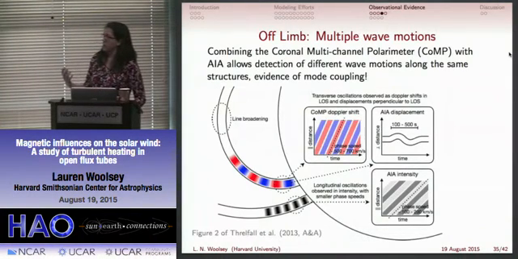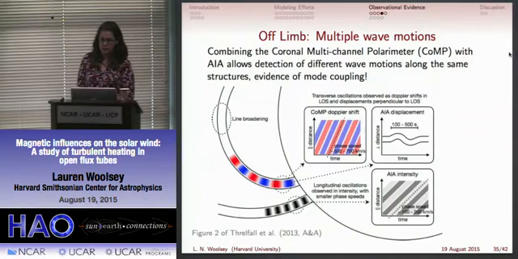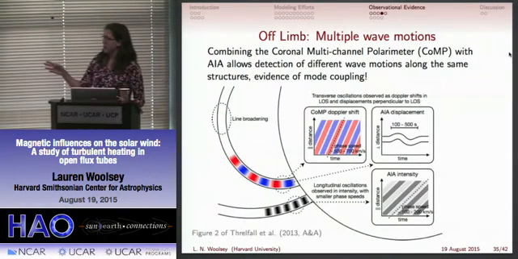And off the limb, when you add in CoMP and look at AIA, being able to use both at the same time, you actually get to see the different wave motions in the same structures. So with CoMP, you get the Doppler shift, where you can see the perpendicular fluctuations along the line of sight. And then with AIA, you can see these longitudinal oscillations.